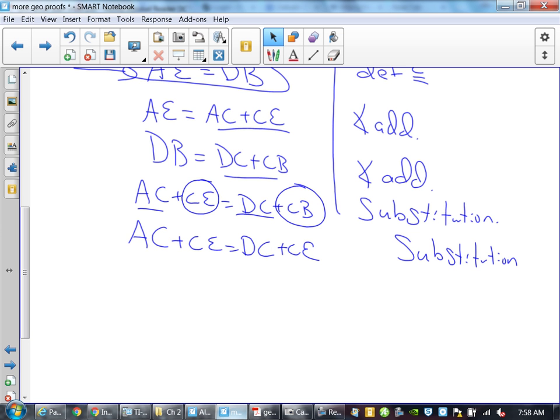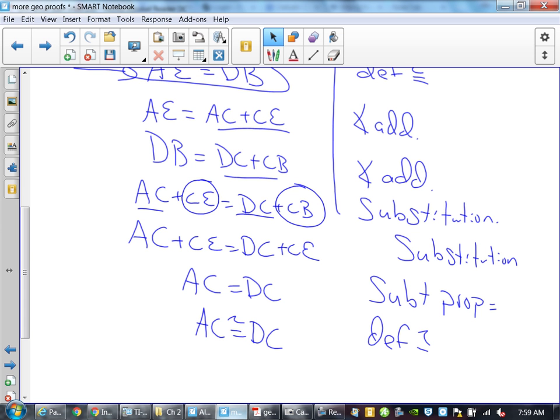And then how do we get rid of the CEs on both sides? Subtraction property of equality. And then lastly, just write it as a congruent. That's a really long proof for what we've been doing. Okay. Now, I know that it said that it had to be CD.